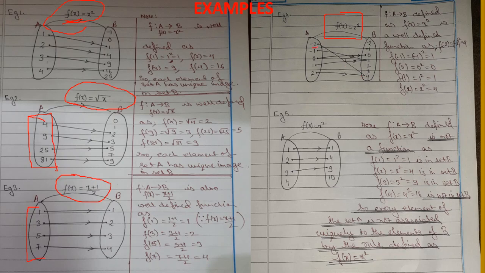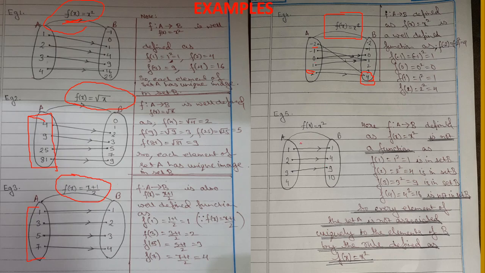Like -2 has got image 4, it has got one unique image. This 2 has got unique image 4, 1 has got unique image, that's 1, 0 has unique image, that's 0, -1 has unique image, that's 1. So this is also a well-defined function.